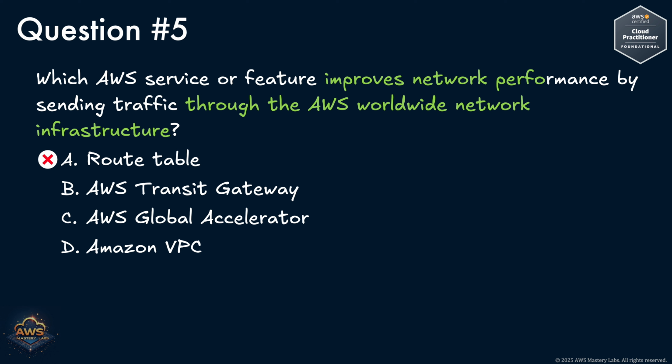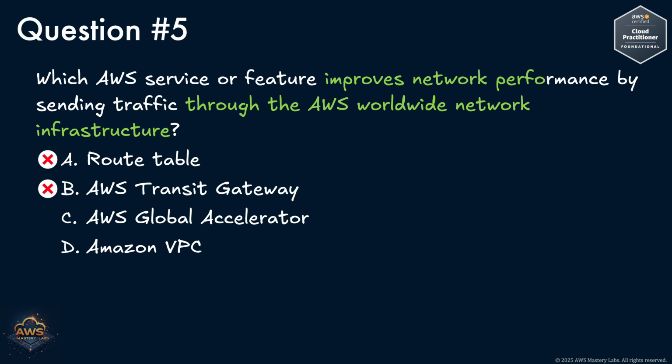Option A, route table. This is a basic component within Amazon VPC. It determines how traffic is routed within the VPC, whether to subnets, gateways, or peering connections. But route tables are static configurations. They don't make intelligent decisions based on latency or performance, and they don't route traffic over AWS's global infrastructure. Incorrect, because route tables define network paths, but don't optimize performance across the global network.